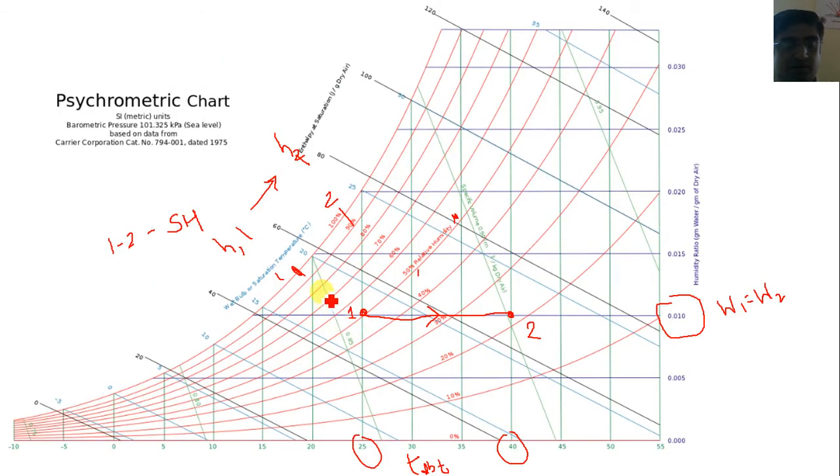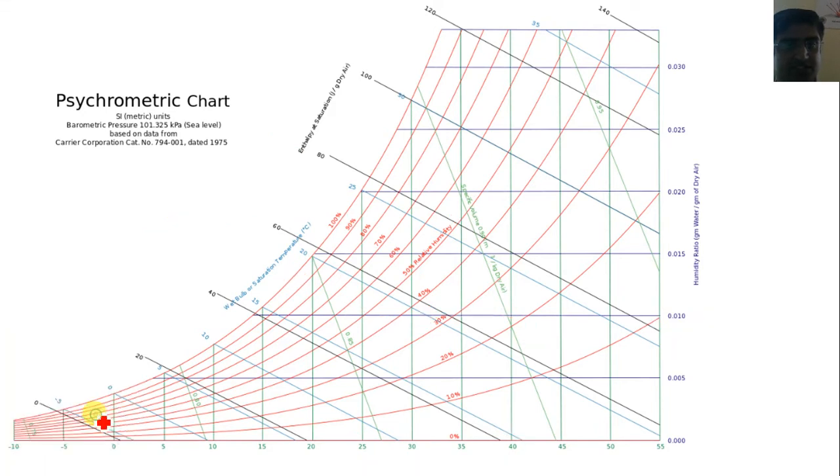So what happens in the case of a sensible cooling process? Let's understand. Here is point number 1, and here is point number 2. Here you can see the cooling is done. It means that the value of dry bulb temperature must decrease. At point 1 the dry bulb temperature is 40 degrees, but at point 2 it is equal to 25 degrees.